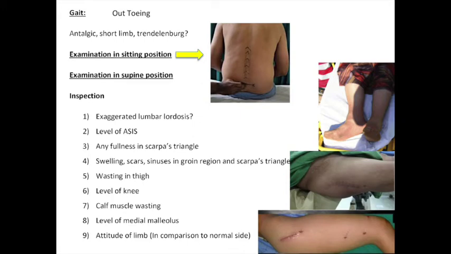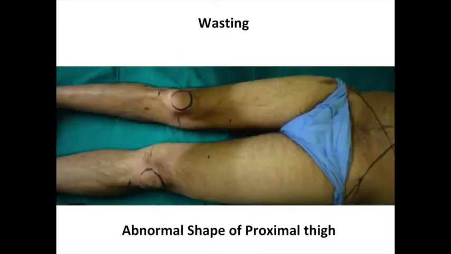Wasting, if it is there, is glaring and you should not miss it out. It needs to be conveyed. Level of the knee and the malleoli and the attitude of the limb: as I had told you before, there will be severe out-toeing. It is said that the out-toeing is much more in trochanteric fractures than in a fractured neck of femur. So classical wasting, you cannot miss this out. If you miss this out, it's a problem.